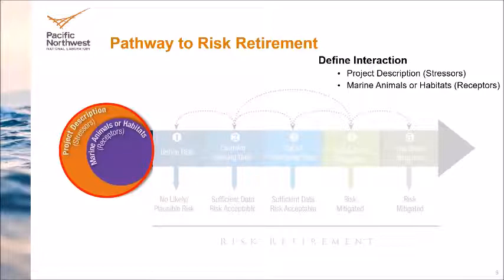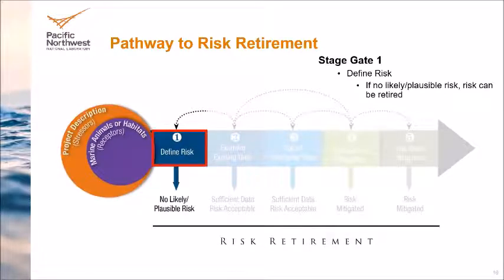From here, we enter into the pathway, which is a series of stage gates. In stage gate 1, we use this information of stressors and receptors to define the potential risk of a project. So is there something that the device might cause harm to the defined receptors? If it's determined that there is not a plausible risk, there's an off-ramp shown by the down arrow here, which denotes that the particular risk for that situation can be retired. However, if there may be a reasonable risk, move on to stage gate 2.